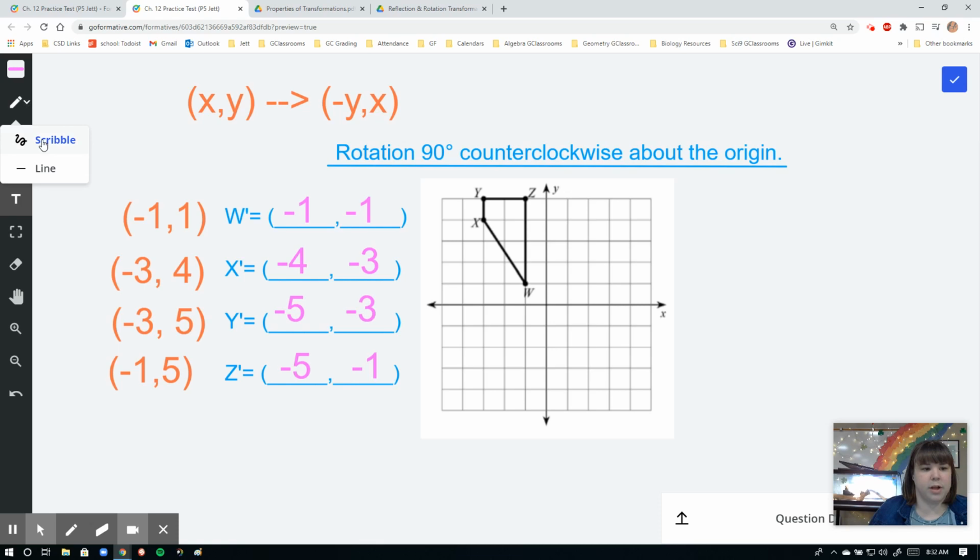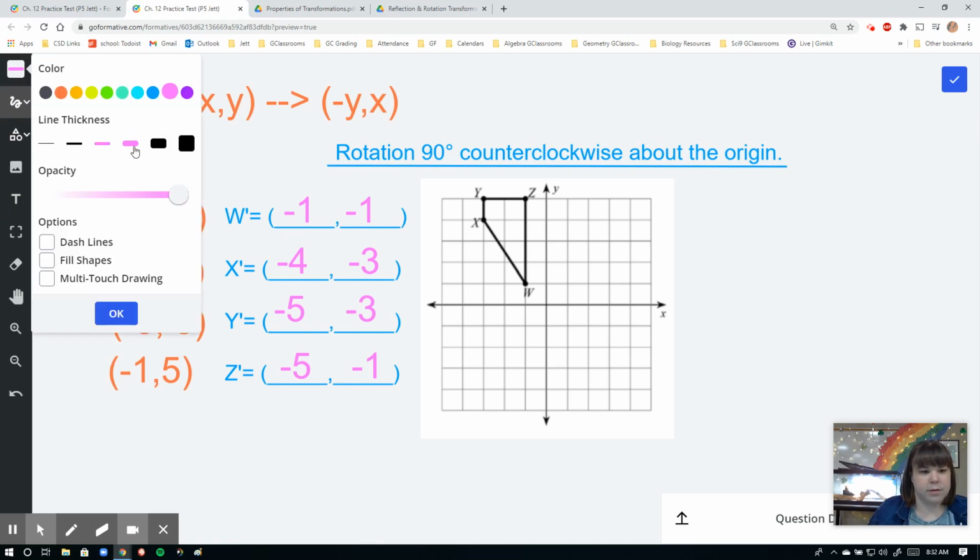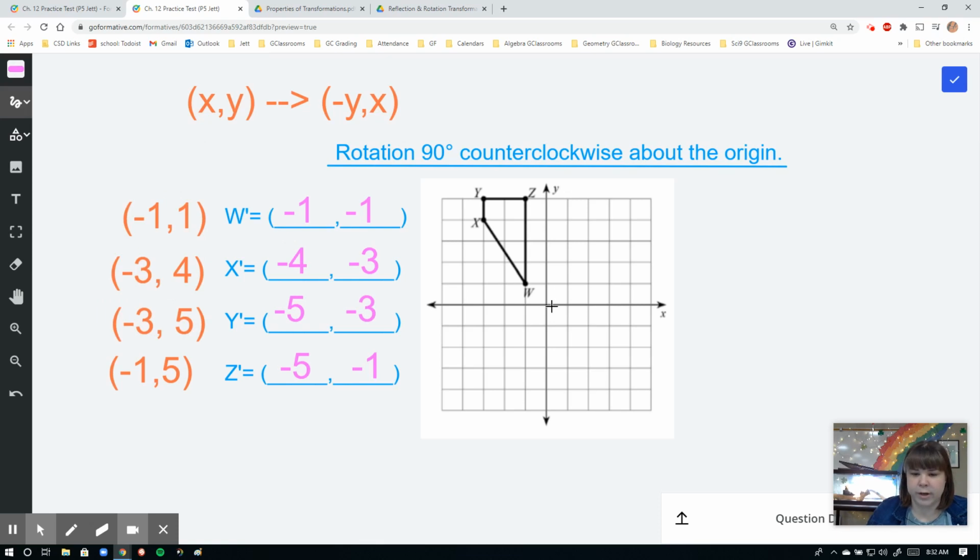Okay, so let's go ahead and plot those points. I'm going to make this a little bit bigger. So we need to go to -1, -1. So -1, -1, put a dot. And that's going to be w. And then -4, -3. So 1, 2, 3, 4, and then down 3. 1, 2, 3. That's going to be x prime.